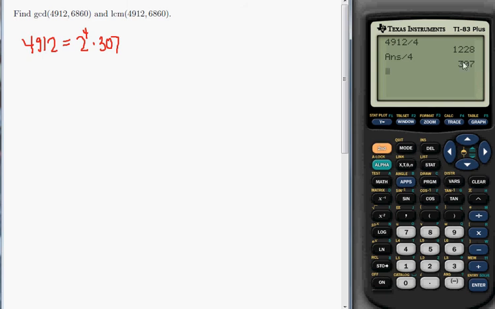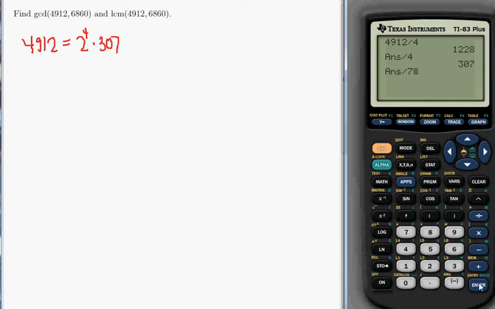Okay, now let's see. That's not going to be a multiple of 3 because 3 plus 0 plus 7 is 10, so that's not a multiple of 3. Clearly not a multiple of 5. I don't know about 7. Let's try 7 and see if that works. Nope. Well, let's see. Before we do too much work, let's see how much further we have to go.